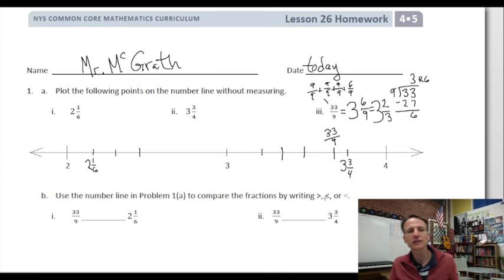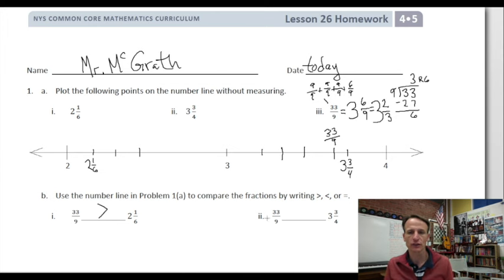All right, now when we look at B, we're to use the number line where we just plotted those points, and compare the fractions using greater than, less than, or equal to. So 33/9, this part is easy. Compared to 2 and 1/6, well, obviously 33/9 is more than 3, 2 and 1/6 is less than 3, so 33/9 is greater than 2 and 1/6.